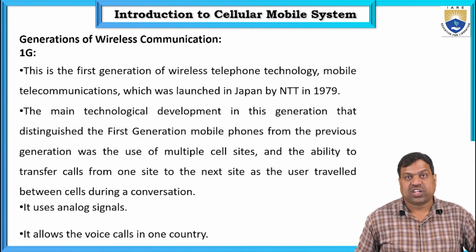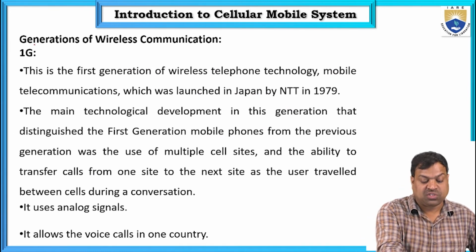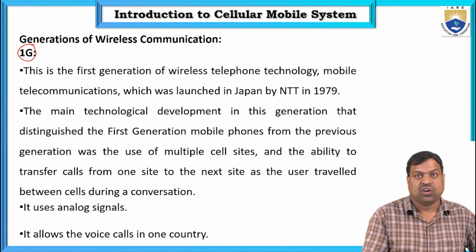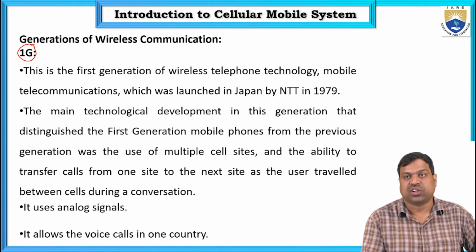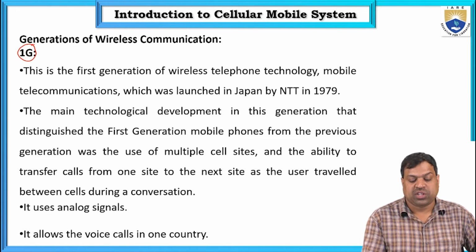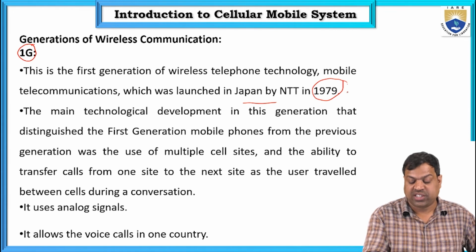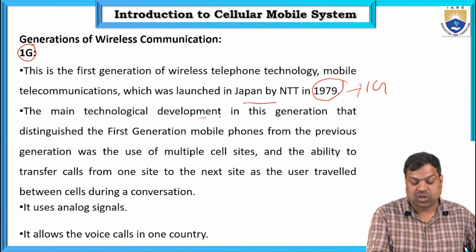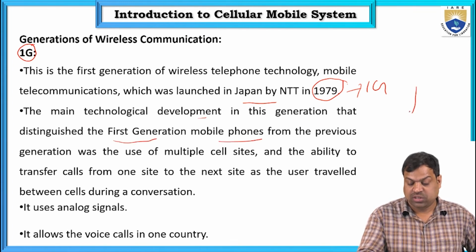And what are the generations of wireless communications? The first generation of mobile communication is 1G, the first generation mobile communication system. It is also called wireless telephone technology and mobile telecommunication, which was launched by NTT in Japan in 1979. That is the 1G technology.